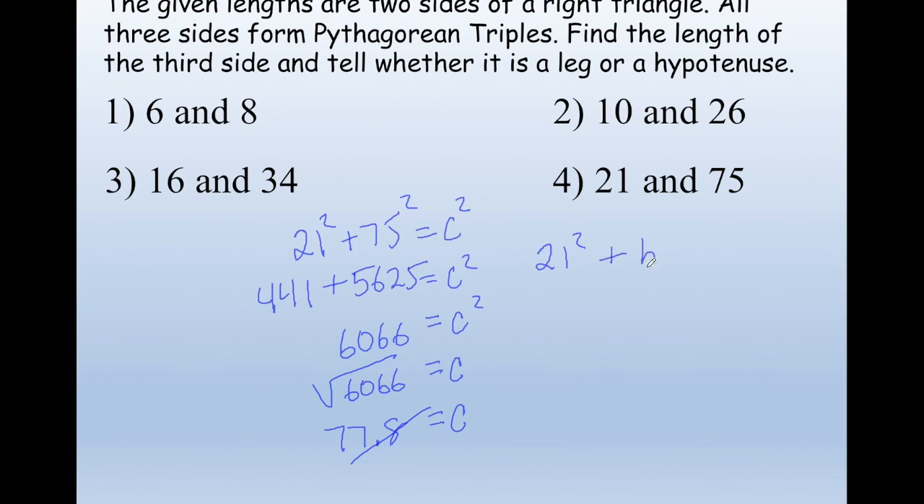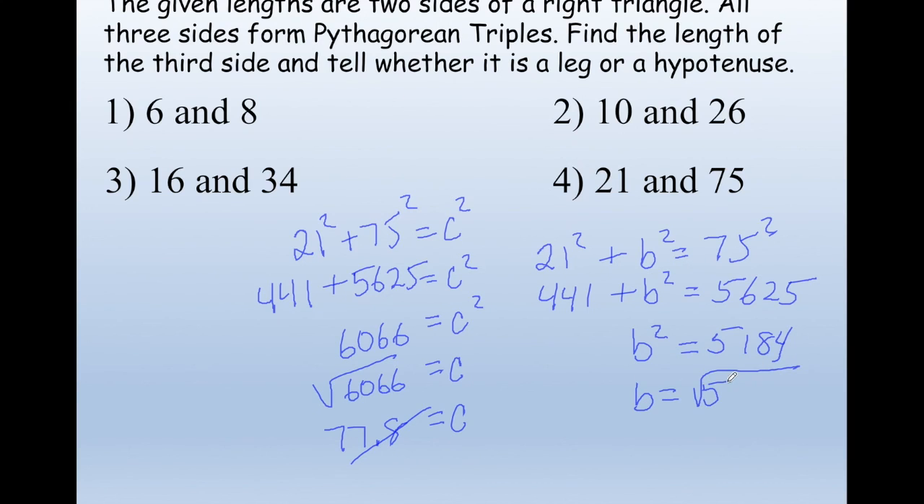21 squared plus b squared equals 75 squared. 441 plus b squared equals 5625. Subtract 441 from both sides. B squared is equal to 5184. Square root of 5184. B is equal to 72. 72 is less than the 75, so what did I find? I found a leg.